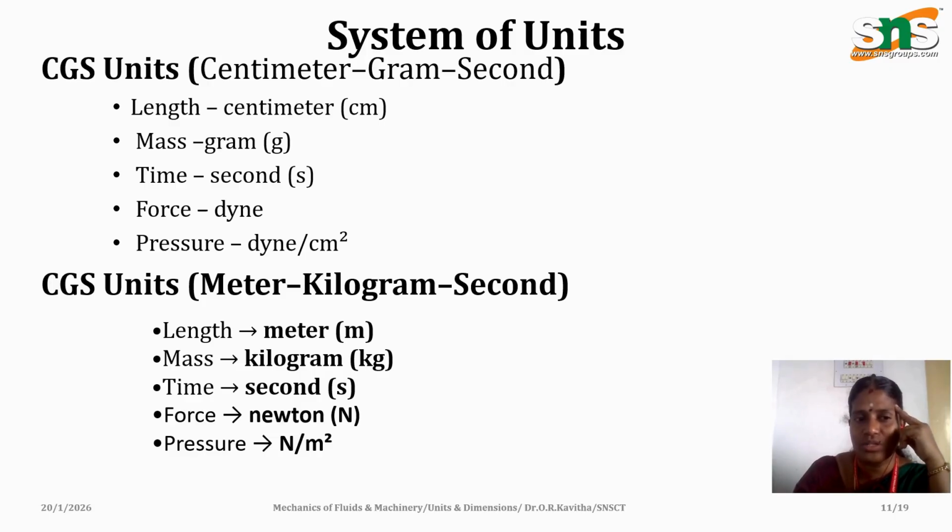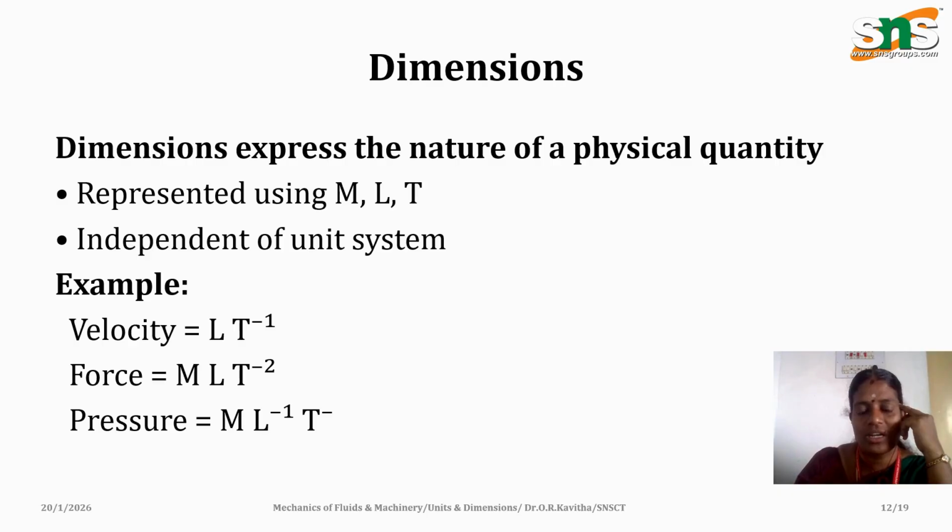And the CGS units. What is the full form of CGS? It is centimeter, gram, and second. Length is described by the centimeter. The mass, instead of kilogram, we use the gram, and time is in seconds. The force is dyne, and the pressure is given as dyne per centimeter square. And the next one is the MKS unit.